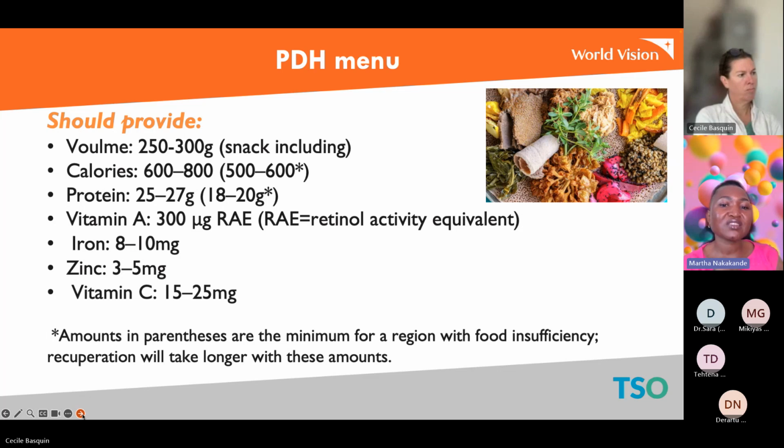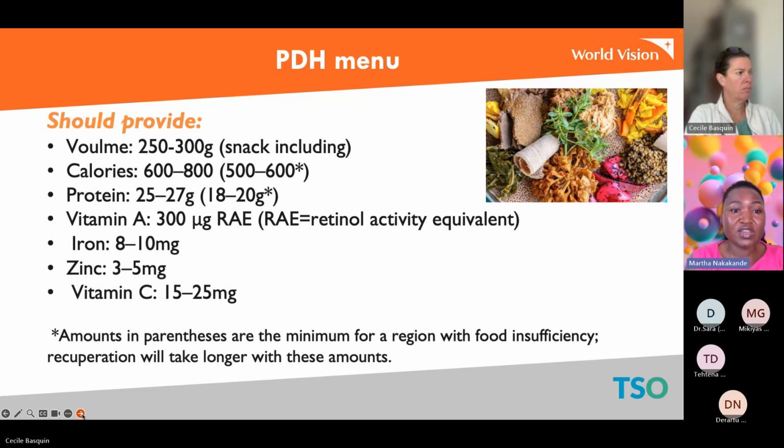And that is in a context where you really have food insecurity. So your calories should range between 500 and 800, 500 being really the lowest, where there's severe food insecurity in your context, like IPC3 kind of thing. The protein, for that small meal that you're preparing, you should be able to give at least 25 to 27 grams.